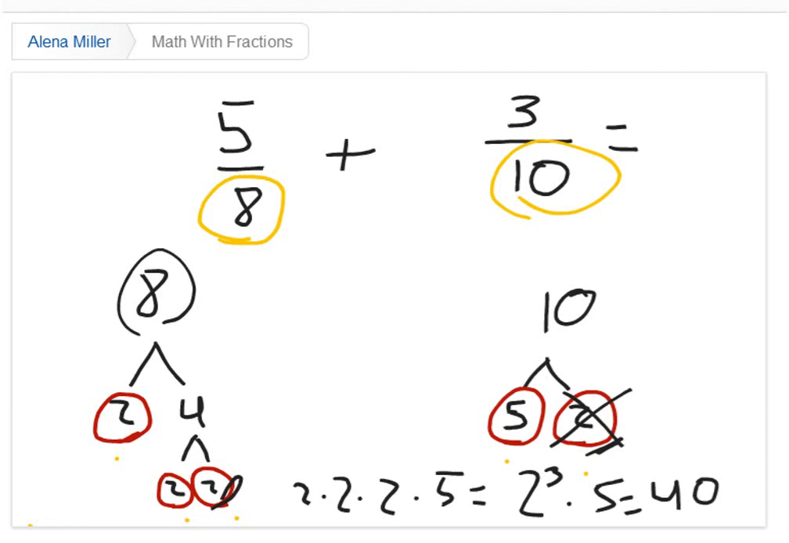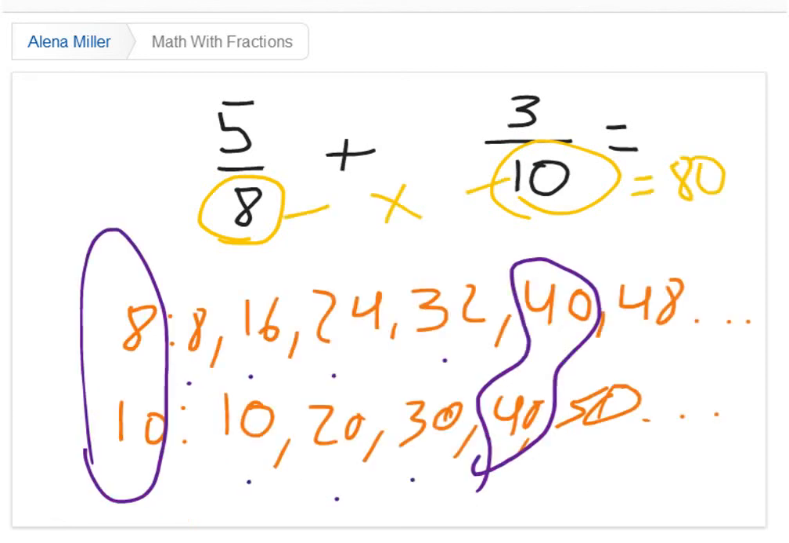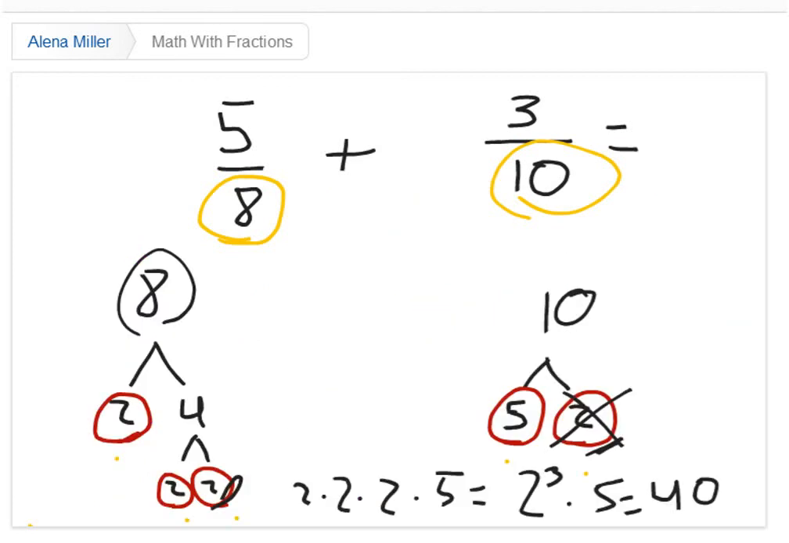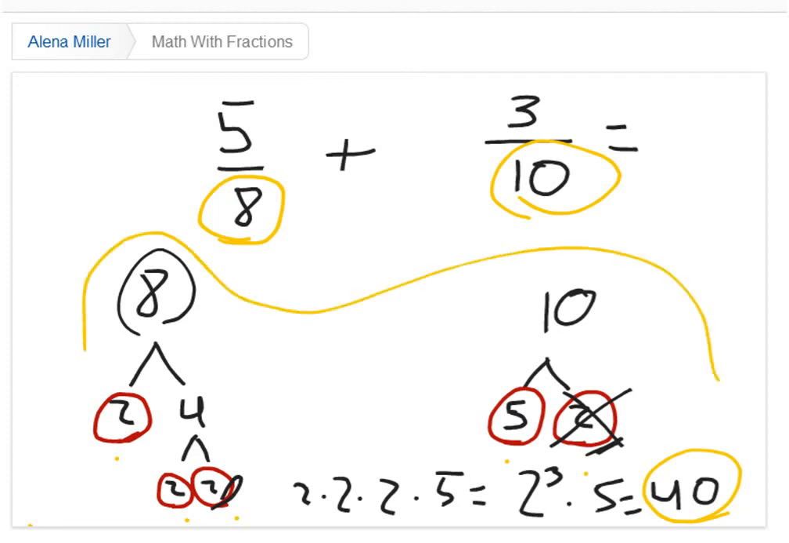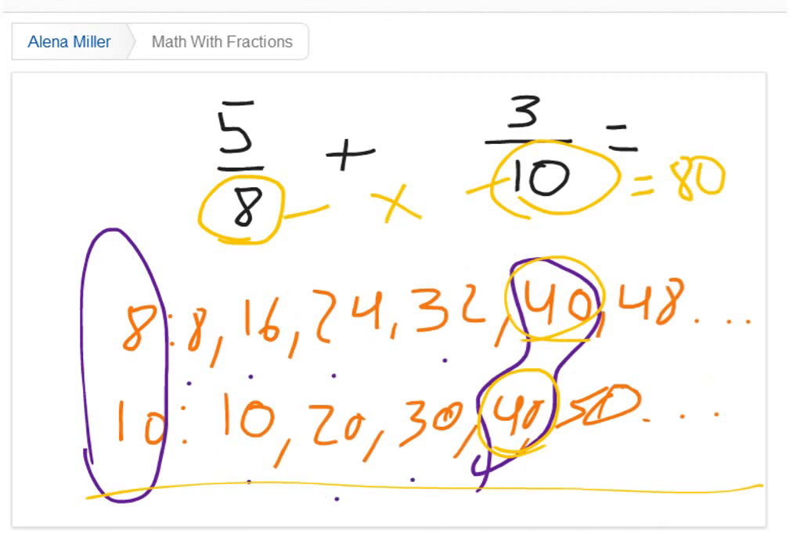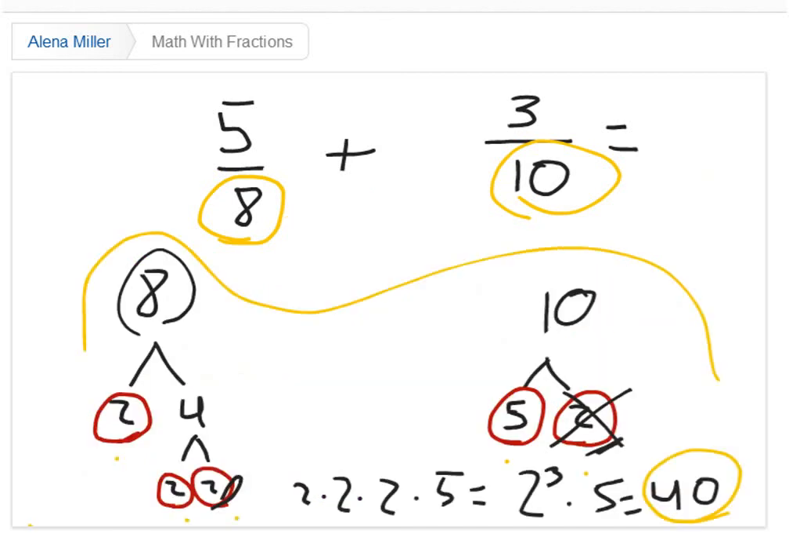You can see from the other page that we got 40 as our answer also. So it works either way. I find this method easier, but at first I thought the other was a lot easier until I learned prime factorization.